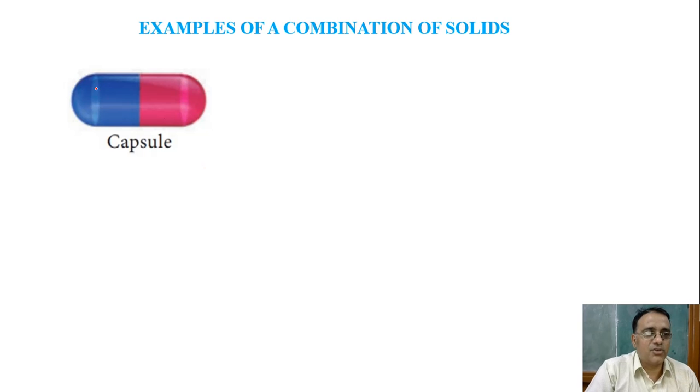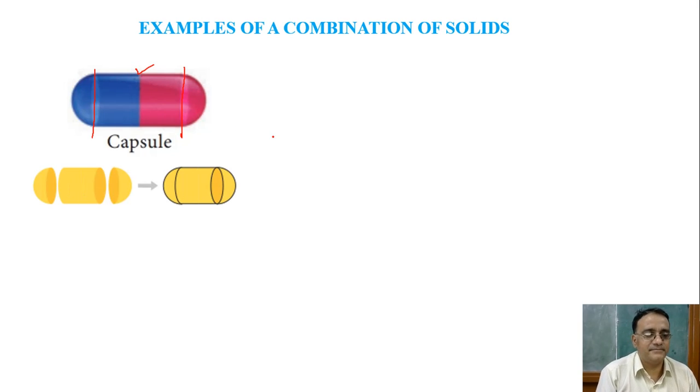Yes, sir. So capsule में ध्यान से देखो, यहाँ तक ये वाला जो पार्ट है ये हेमिस्फीयर है, and this part is also hemisphere, and the middle part is cylinder. अगर इसको मैं स्प्लिट करूं तो कुछ ऐसा मिलेगा, समझ में आया? So this is the combination of 3 solids. कौन कौन से? 2 हेमिस्फीयर एंड 1 सिलेंडर. क्लियर है?